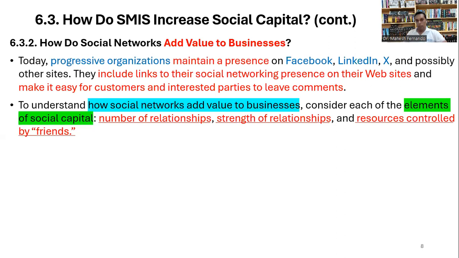This is an important thing to understand, how social networks add value to the business. Consider each of these elements of social capital. Once you identify the social capital and the value that it adds to the business, we identify the number of relationships, the strength of the relationships, and resource control by friends as the main elements of social capital.